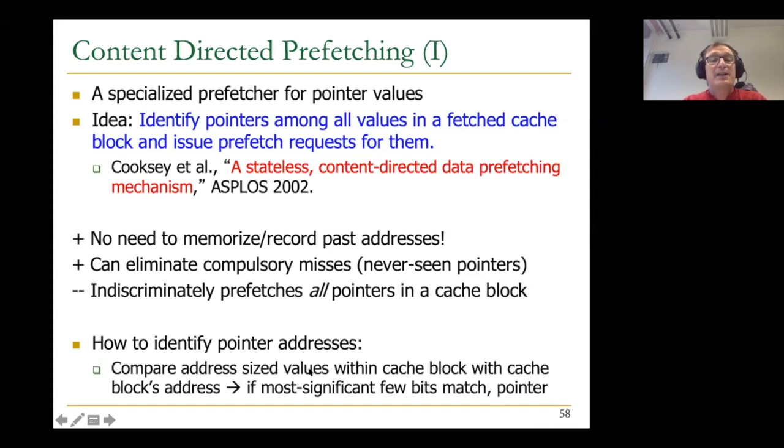And this paper uses a cute mechanism. It basically compares address-size values from the cache block with the cache block's address. If the most significant few bits match, then you declare that it's a pointer. Of course, software can tell you exactly what's a pointer, but that requires an interface and some bits in your cache block. But this is a heuristic that's used to say, okay, if my top most significant bits match, let's say my top 12 bits match of the cache block address, with the address-size values I have in the cache block, then I think that this address-size value within the cache block is a pointer. Okay, I'm going to give you an example of this.